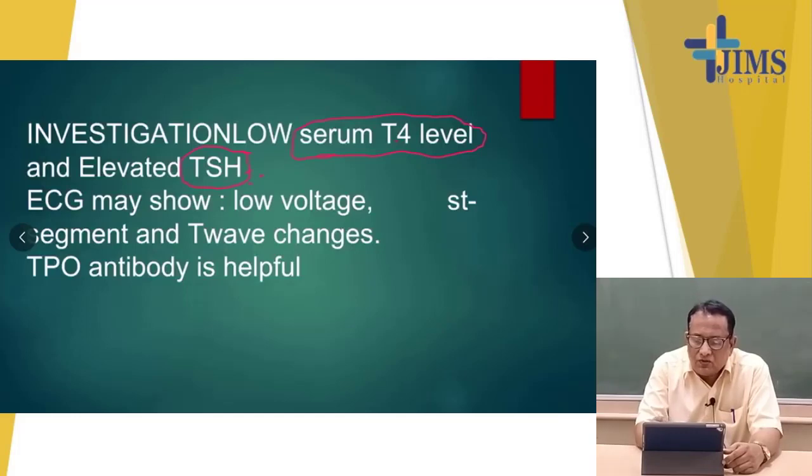Then ECG, which may show low voltage, and ST-T changes. So ST segment depression and T wave inversion may be found with low voltage. And sometimes in Hashimoto's thyroiditis, if TSH is high and T4 is not low, in that situation TPO antibody can be helpful for the diagnosis. So the initial investigations are T4 and TSH. In the diagnosis of hypothyroidism, a T3 investigation is not necessary. You just do T4 and TSH.